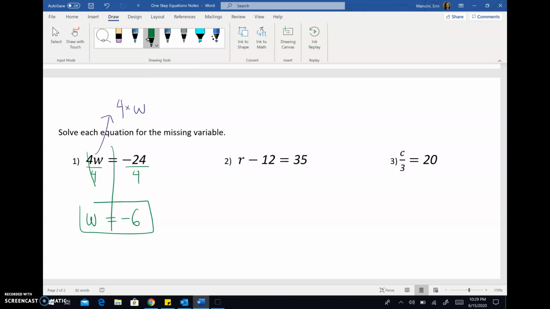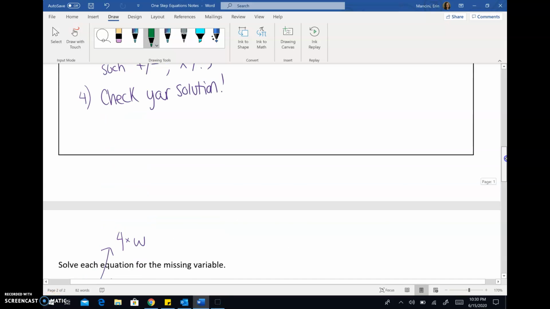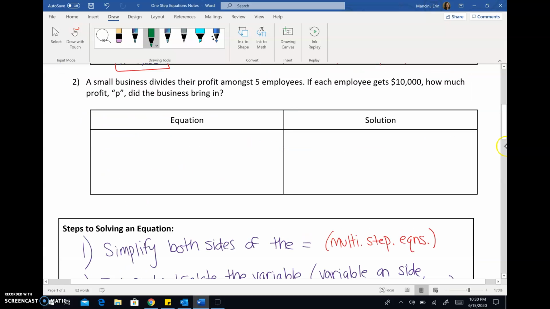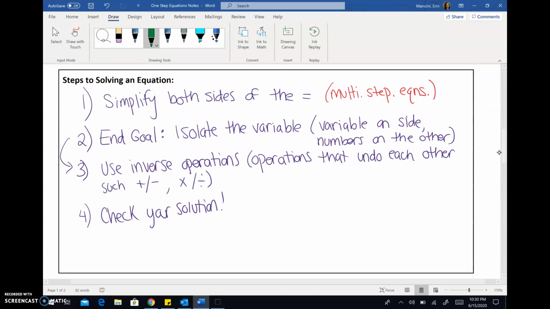So at the end of this, I get w equals negative 6, which I can check and say, is 4 times negative 6 negative 24? Yes, it is. Something I should add to this list is, when you're using those inverse operations to undo each other, make sure you do the same thing on both sides. So I divided by that negative 4 on both sides. Or that positive 4, sorry.